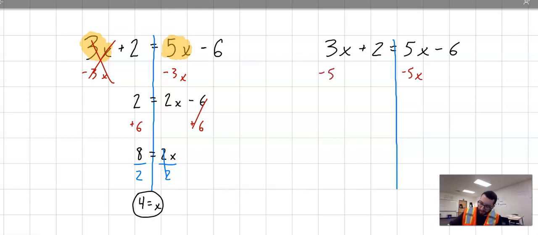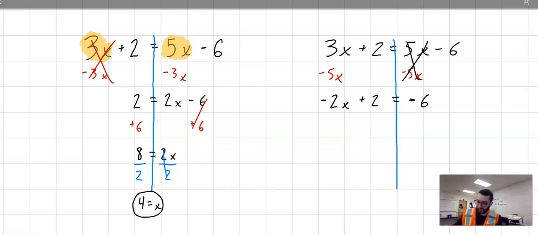Minus 5x, minus 5x. Just note here you are going to get into negative territory, so maybe have a calculator handy so you don't make mistakes on your negatives. 3x minus 5x is negative 2x. I still have plus 2. These canceled out, and that is a negative 6, not a 6. Remember, the symbol always goes in front of the number.